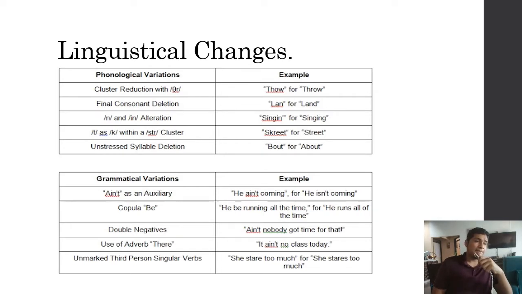Yeah, and there's another one, ain't, which is a grammatical variation. They don't say he isn't coming, as you can see in the image. They say he ain't coming, and you can see there's a musical way of representing the language. He ain't coming sounds more musical than he isn't coming. It's more like their culture. This is representing their culture.